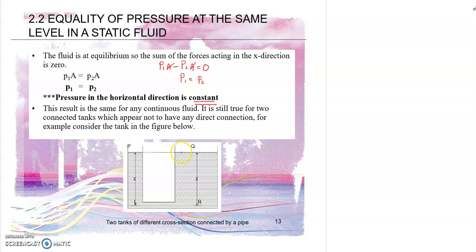And here, in the figure at the bottom, you have two tubes that are connected with a pipe, but one tube has a smaller area and the other one has a bigger area. What we want to argue now is whether this is true for two connected tanks which appear not to have any direct connection, for example below. Can we have the pressure in the horizontal direction? We want to see if the pressure is constant or not.